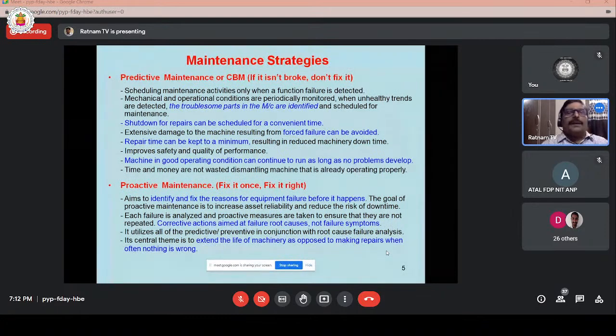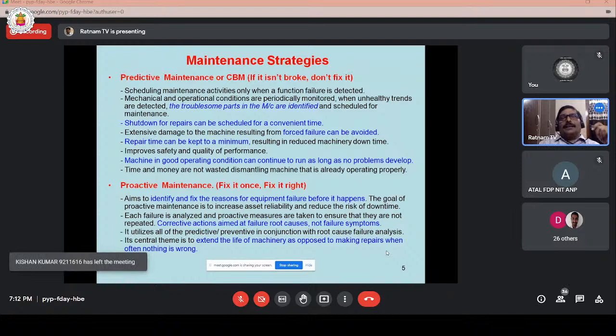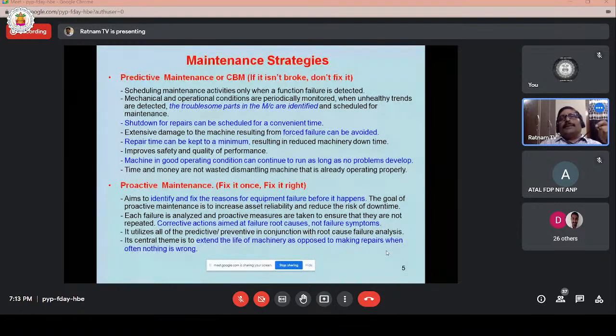So people thought of avoiding that sort of unnecessary planned maintenance. Then they thought of predictive maintenance or condition-based maintenance. If it is not broke, don't fix it. This strategy is followed. The machine is not in failure mode, so don't fix it for maintenance. In this scheduling, maintenance activity is done only when functional failure is detected. If any excessive noise is produced by the machine, or any rubbing or leakage of oil, those sorts of problems, at that time we can schedule maintenance.